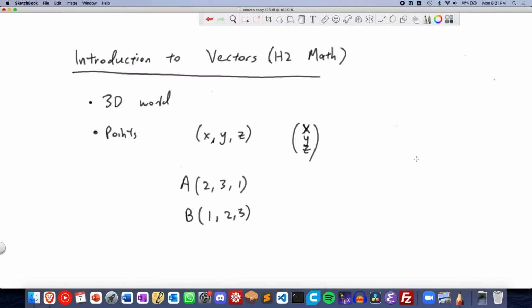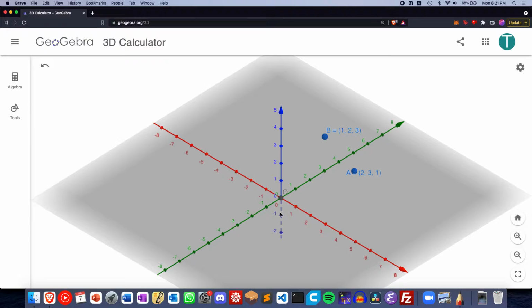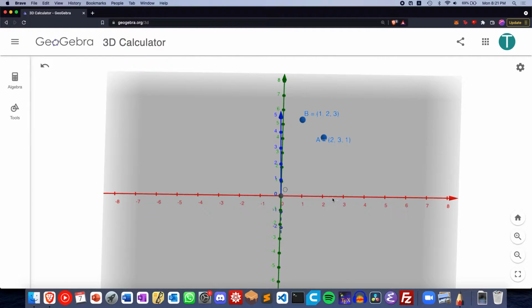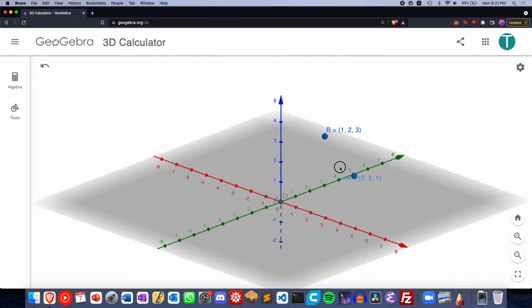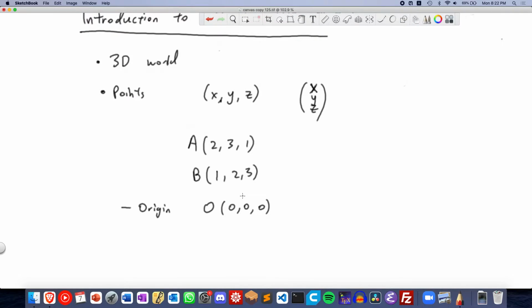But there is a special point that we can talk about, which is the origin. The origin is usually denoted with a capital O, and it's defined to be the coordinate (0, 0, 0). In this case, we see that it's the center, where we travel 0 units in all 3 directions. You'll see why this origin comes in useful later when we talk about directional vectors or position vectors. So that's all to talk about points.